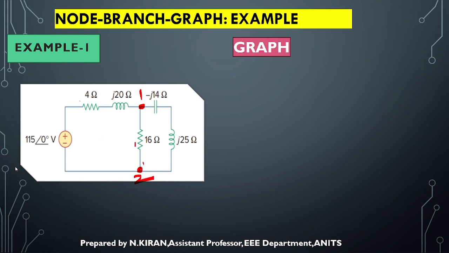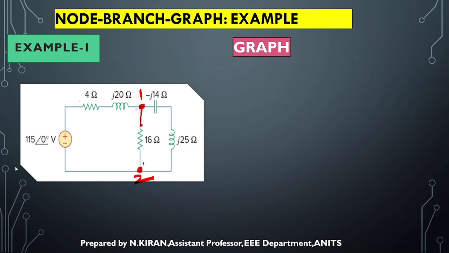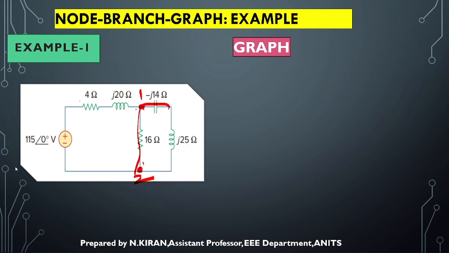Between the first node and the second node I have a 16 ohms resistor. I am replacing the 16 ohms by one line segment, just one line. Between nodes 1 and 2 I also have an inductor and capacitor in series, isn't it? So here also I will replace it with one line. This also I will replace by another line. So every branch I am replacing by one line segment.